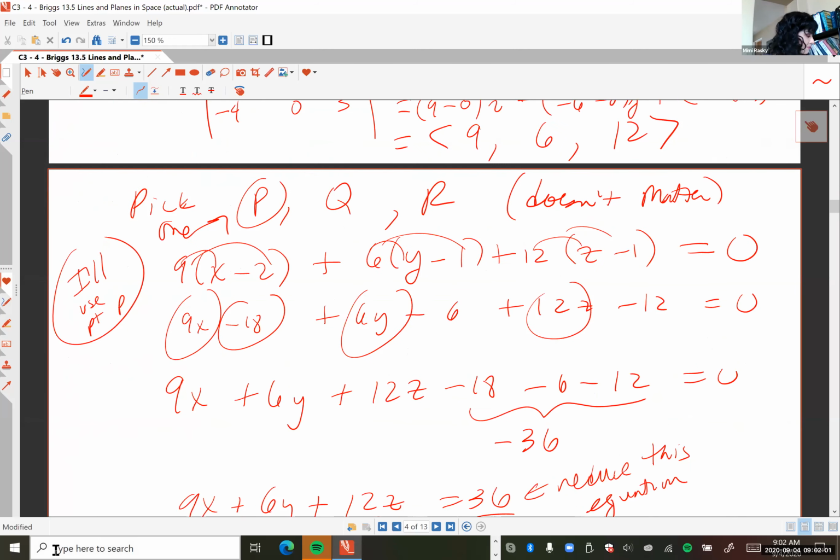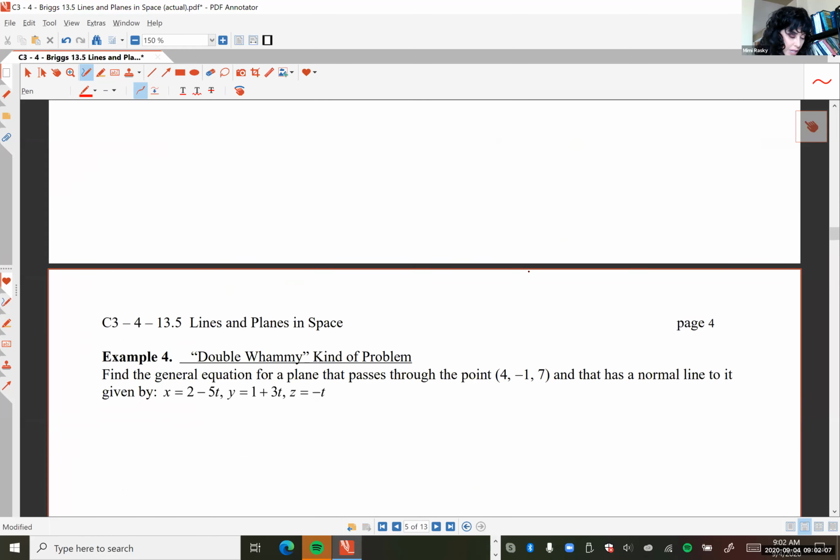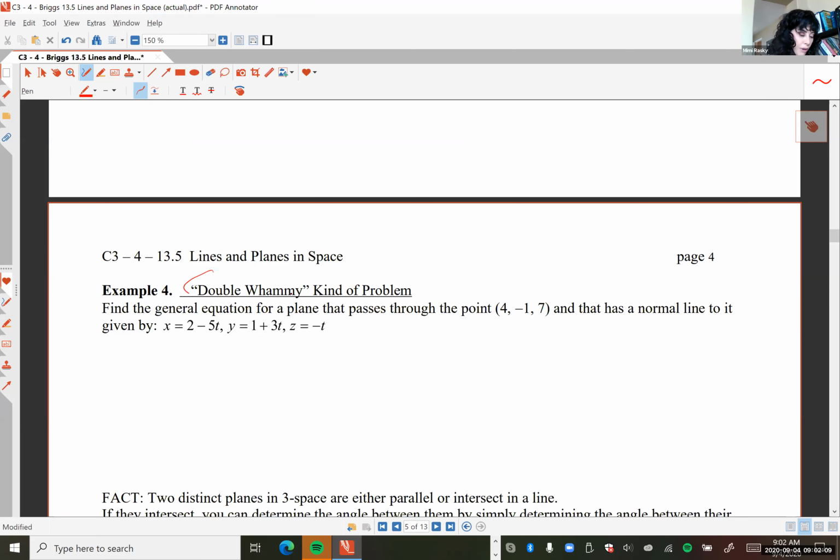Okay, I'm going to move on. I got lots of examples to do. This is a double whammy kind of problem. Why do I call it a double whammy? Because you need knowledge of lines in space and knowledge of planes in space all together just to be able to understand this problem. And if you don't, prepare to die.